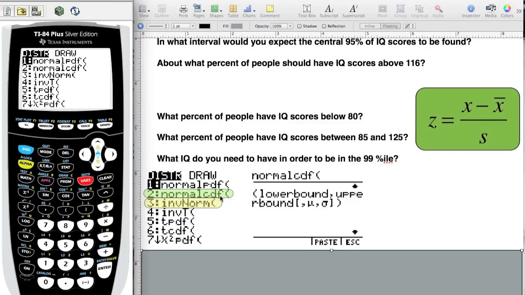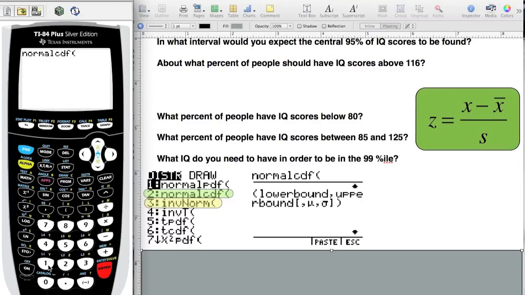So I've got it highlighted right there. If you want to know what you're going to type in, it's the lower bound, comma, the upper bound, comma, mean, comma, standard deviation. And so we're going to do that. I'm going to go down to number 2 and select Normalcdf. The first thing I want to type in is the lower bound. Now I will say this, if you have a really new calculator, then your screen's going to look a little different than mine. You'll actually have it written out for you: lower bound, upper bound, mean, standard deviation, which is even nicer than what I've got here. But we'll just go ahead.